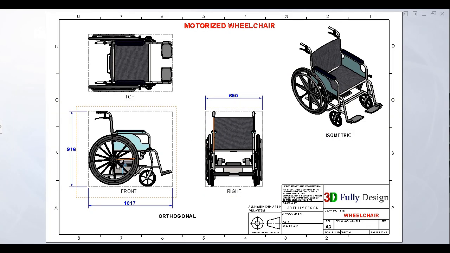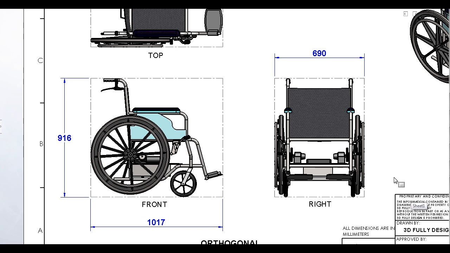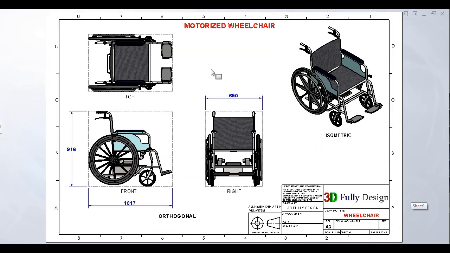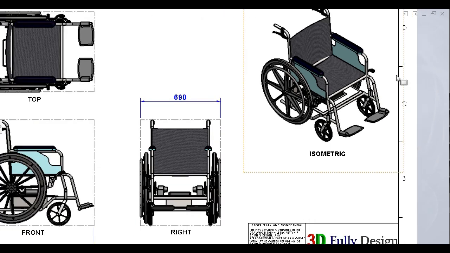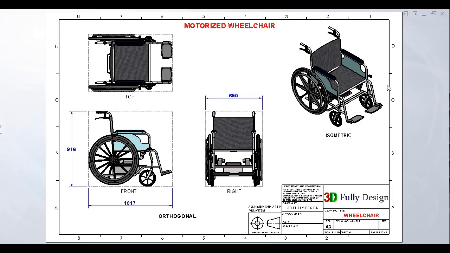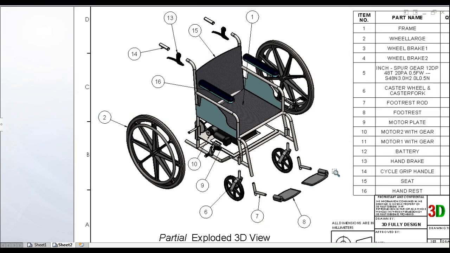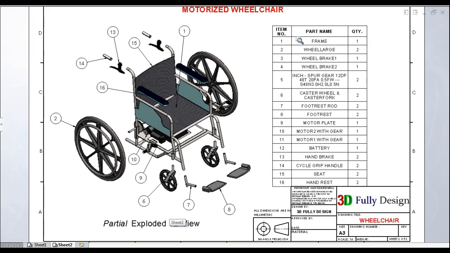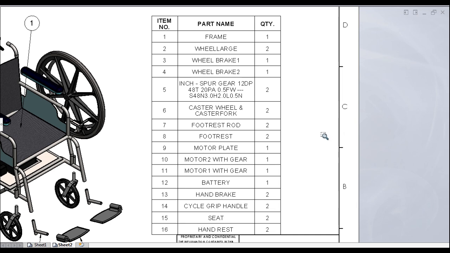In the first sheet, 3 orthogonal views, that is front, top and right views, with overall dimensions of length 1017, height 916 and width 690, and an isometric view is placed in shaded mode. In sheet 2, there is a partial exploded 3D view, a bill of material table with 16 items plus part name and quantity, along with associated item number balloons.